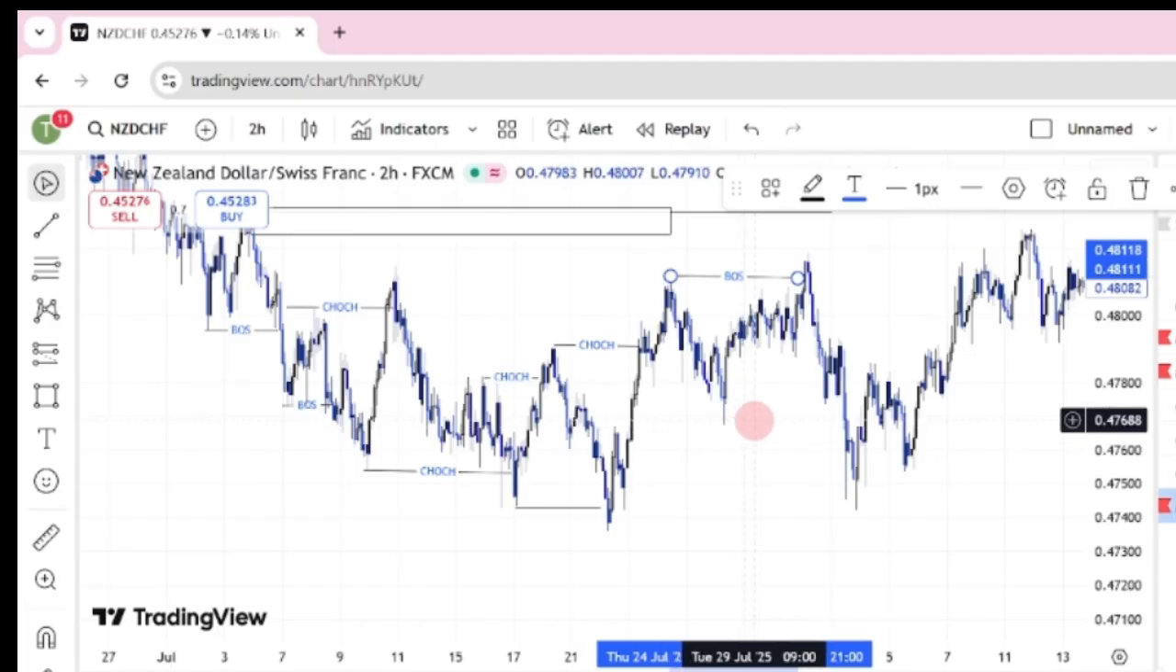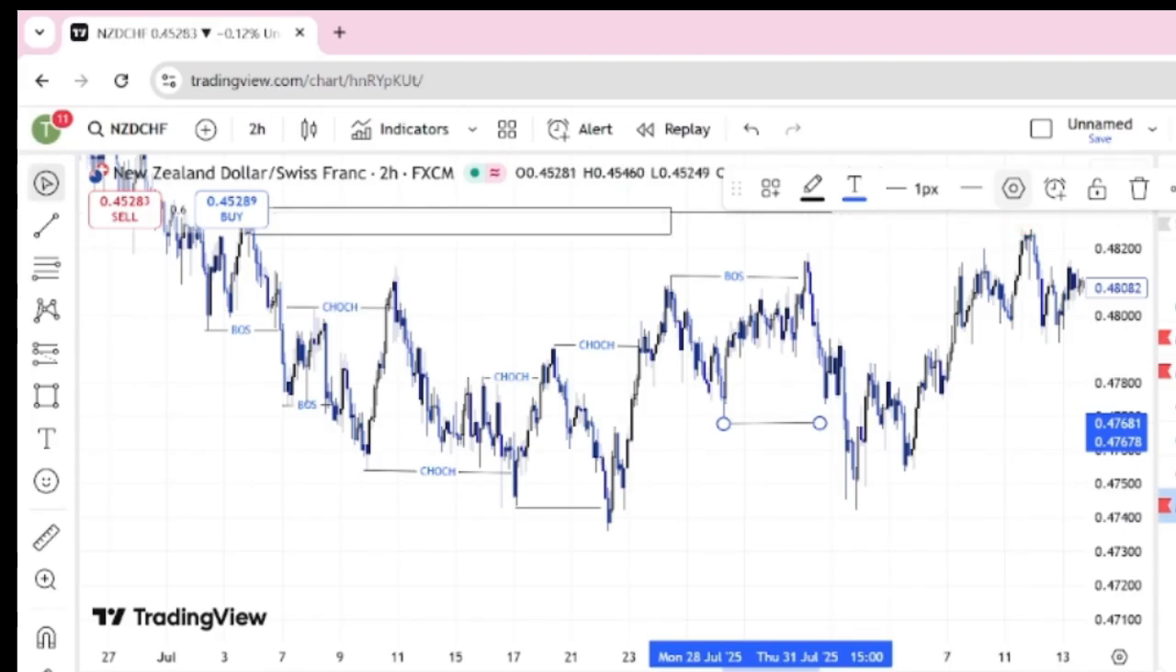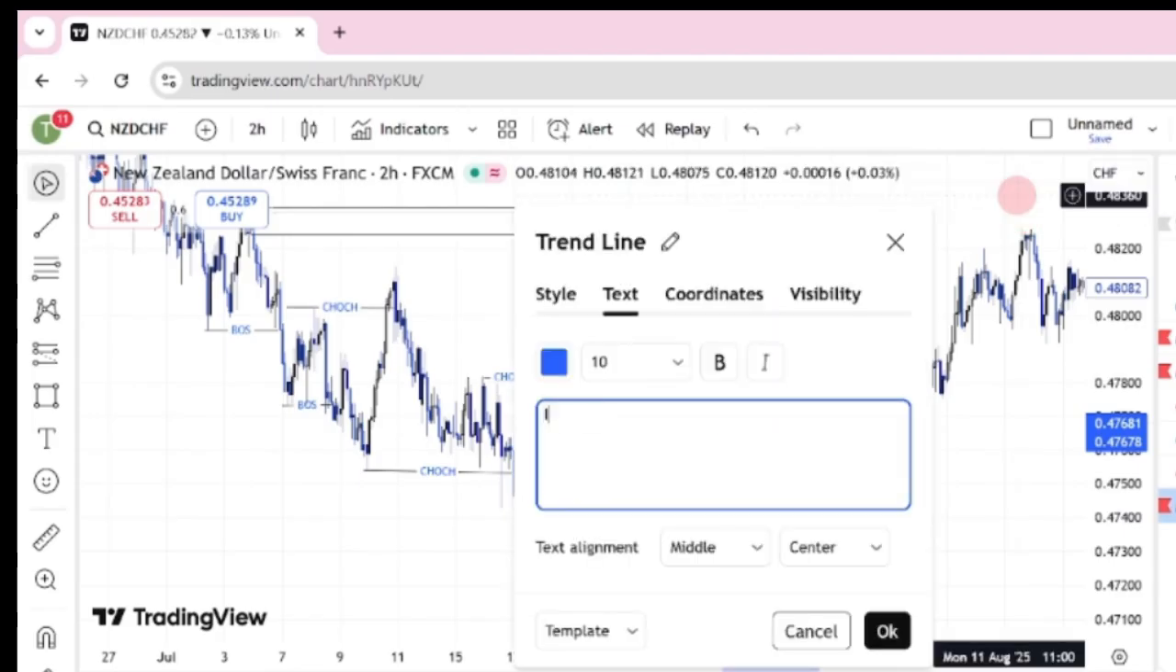And we have this inducement at this point. Why is this an inducement? If you see, we had this order block, we have a fair value gap. Price broke structure to the upside, which is correct. But what did you see? Price came, took out this low. So if you don't understand inducement, you end up being the liquidity in the market. So these are inducement.